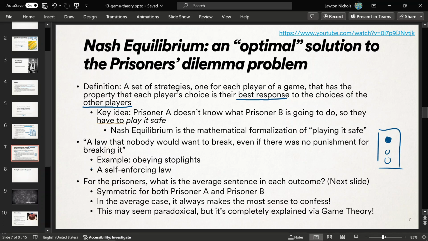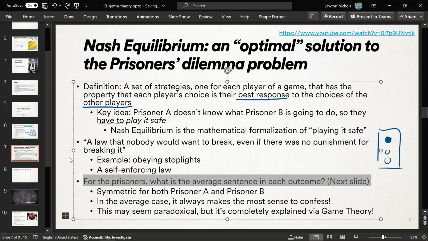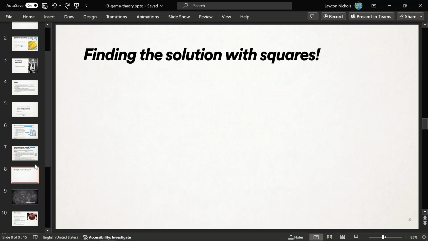All right? So for the prisoners, I'm going to draw a little thing on the next slide, but the goal to compute the Nash equilibrium is to figure out, if I'm prisoner A, I've got no clue what prisoner B is going to do. I'm going to average together the worst case scenarios. All right, so let me draw that.